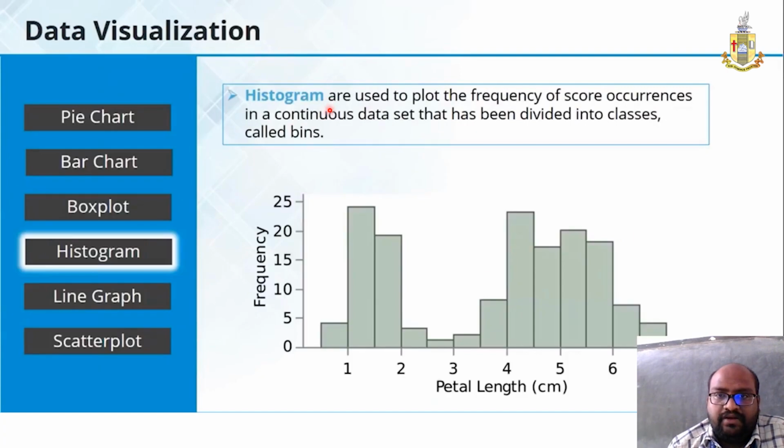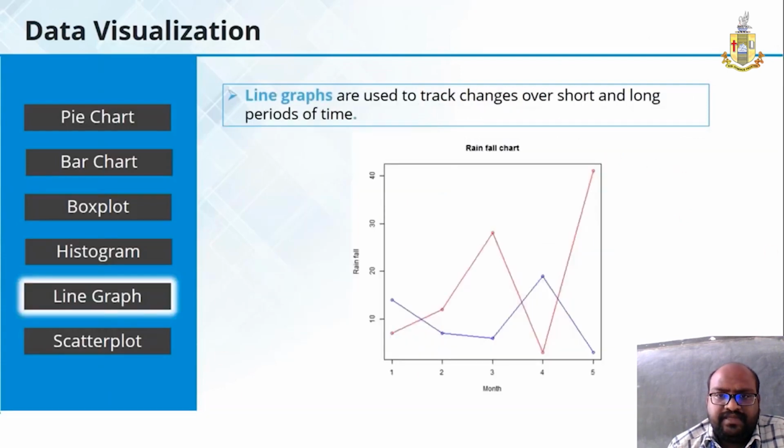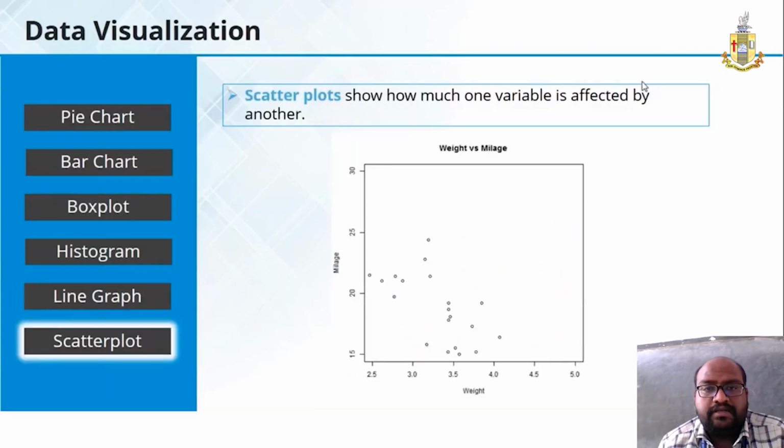So if you are going for multiple sources, then you can use a box plot. Likewise, histograms are used to plot the frequency of score occurrence in a continuous data set, which has been divided into classes. Therefore a histogram is used here. Line graphs are used to track changes over a short or long period of time. If you are dealing with time, then you can use a line graph. This slide shows scatter plots, which are used to understand how one variable is affected by another variable. For that kind of purpose, we are going to use a scatter plot.